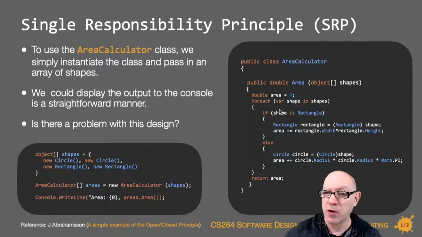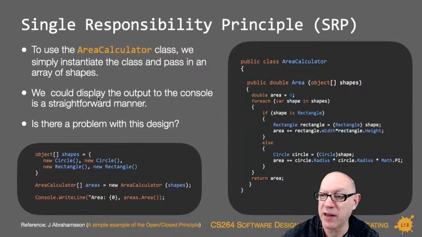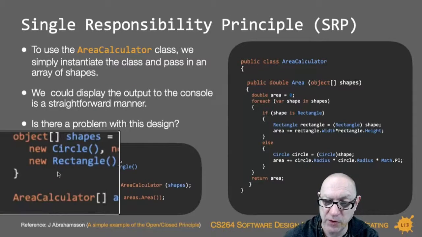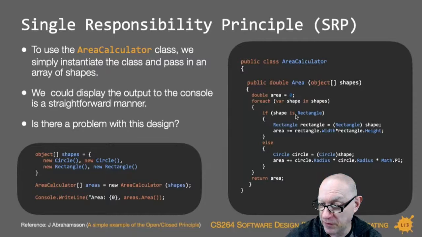Okay, so in order to use the area calculator class, again, we have to instantiate the class, pass an array of shapes, as I said here. Already we can see this one here. And so we could display the output down to the console in a fairly straightforward manner. And this works, looks like it's fine.